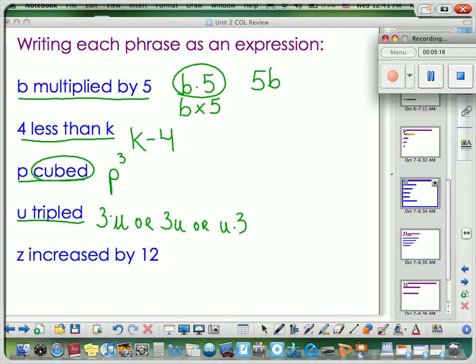And then finally, you'll have something like z increased by 12. Keyword here is increase. So z plus 12. To increase means to go up, and that means that we will be adding.